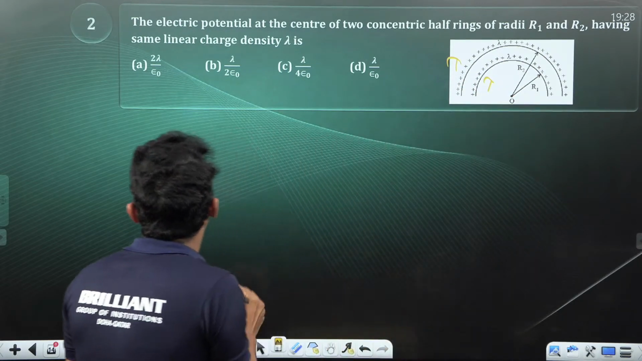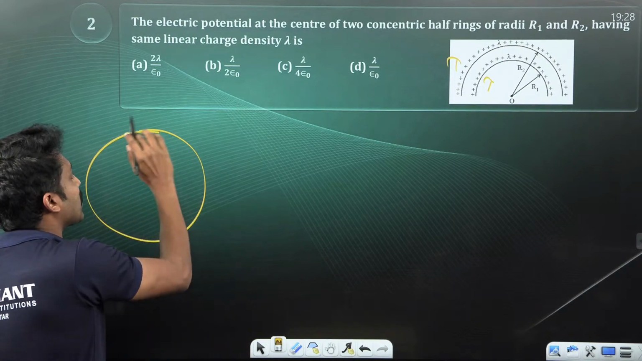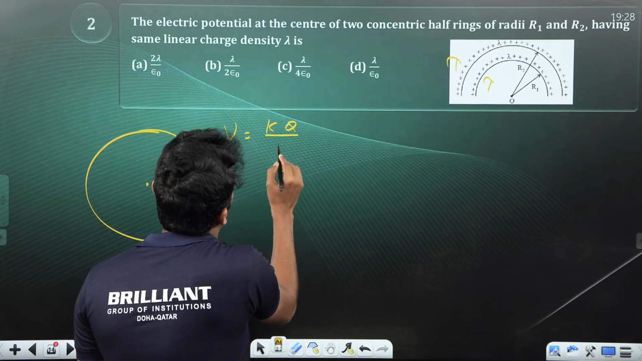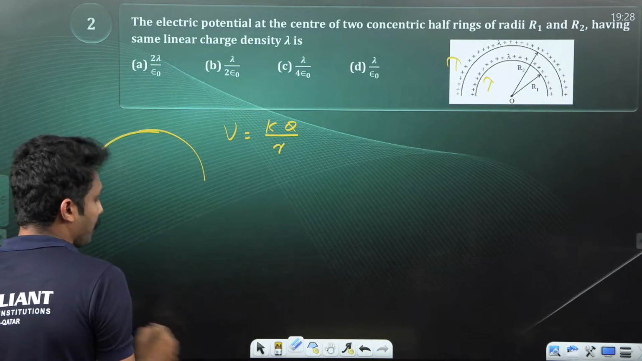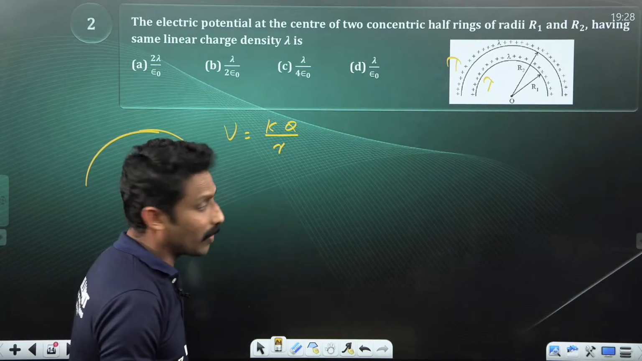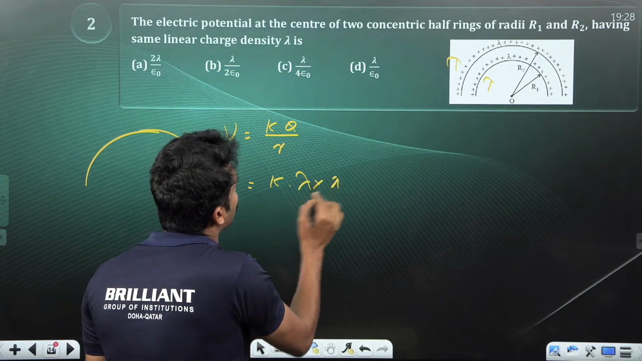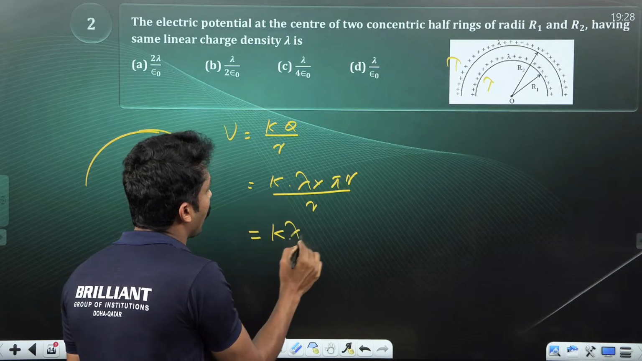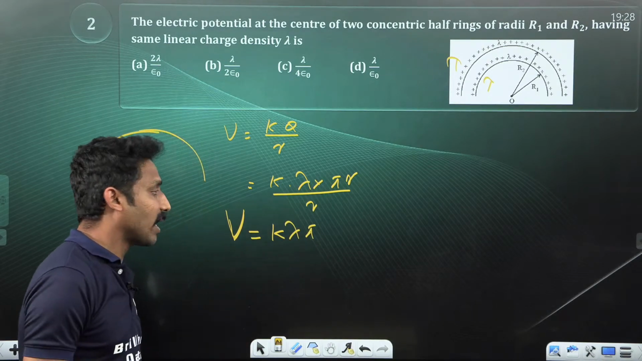We have the electric potential at the center of a circle. Suppose this is a charged circle. At the center, the potential V is equal to KQ divided by radius. If it is a semicircular one, then it is also KQ by R. Now this Q is the charge of this wire. So this is K into, what is the charge on the wire? Lambda into distance, and distance is pi R, divided by R. R is cancelled. This is K lambda pi. Clear? This is the potential at the center of a semicircular wire, K lambda pi.